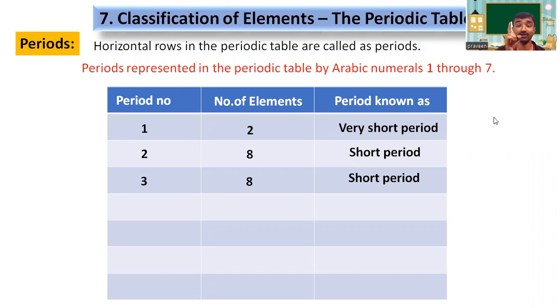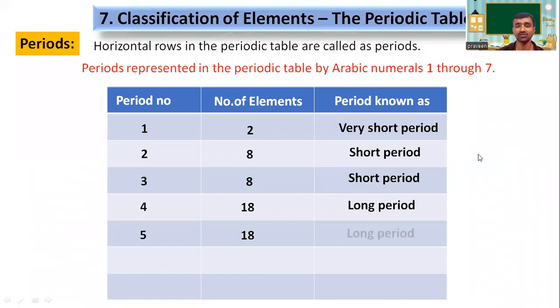Why? Here 10 electrons, 10 elements, have electron entry into the inner shell 3d, so they belong to the fourth period. So totally, the elements in the fourth period are equal to 18. It is called a long period, not the longest period, a long period. Then the fifth period: how many are there? Same 18, also called a long period.